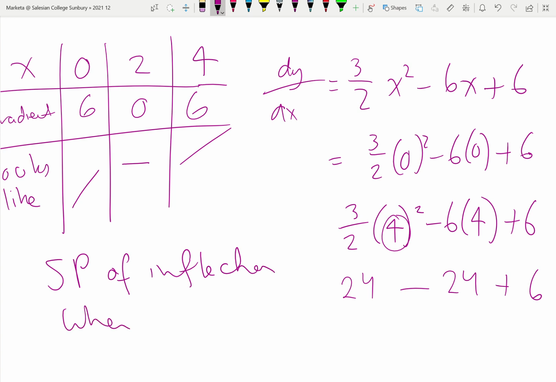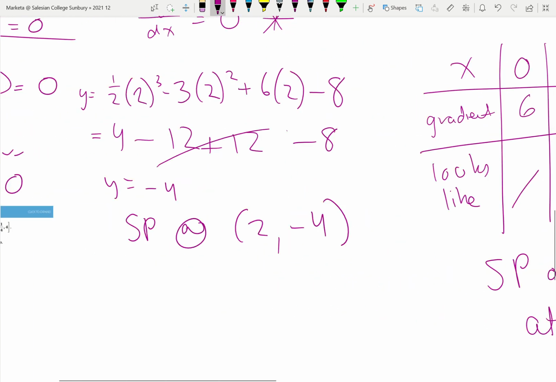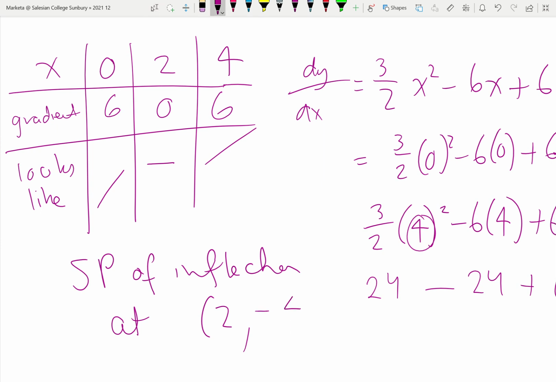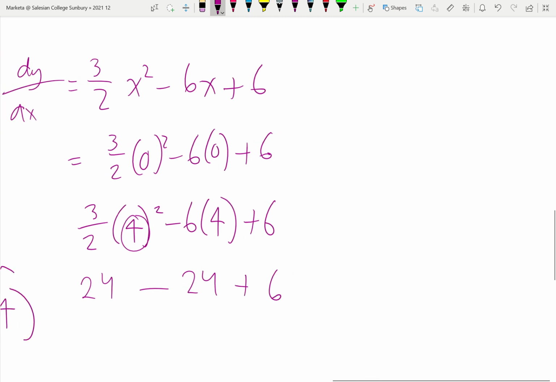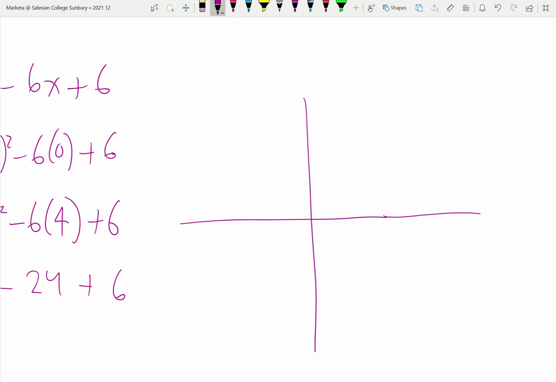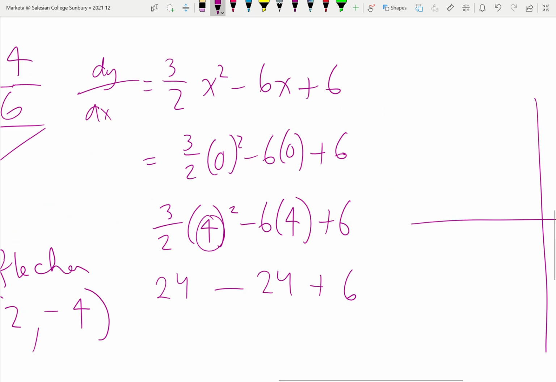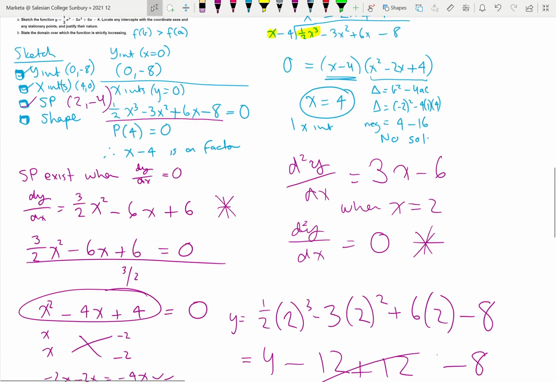So a stationary point of inflection at x equals 2, and what do we find our y value to be? Negative 4. Okay, so now it's just a matter of putting all that information together. We had the stationary point of inflection at (2, -4). We had an x-intercept at, I believe it was 4, let's just double check. Yes, and a y-intercept at -8.